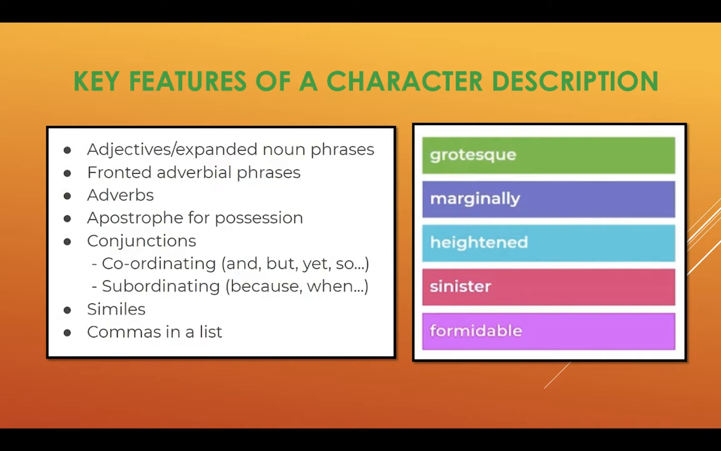If you have 3 things, you would have 1 comma, and then the last 2 in the list would be joined by the conjunction and. And the words on the right hand side are the words of the week. So you should be able to magpie some of these and use them in your writing.